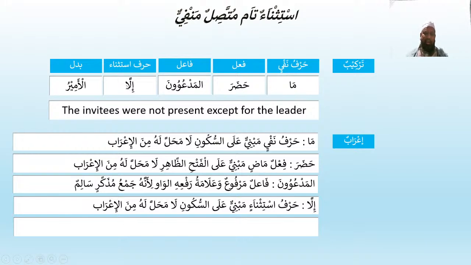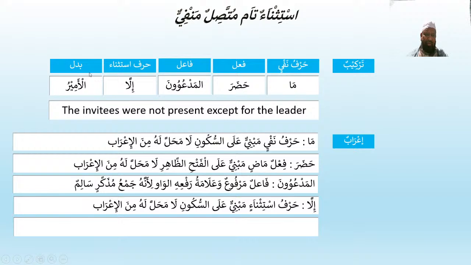After إلا the word is المستثنى. The إعراب of مستثنى is mansub. But why is it marfu here? Why is it rafa on the dhamma here?